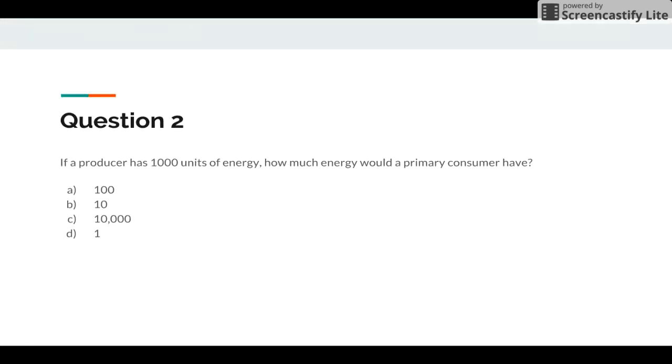Question 2. If a producer has 1,000 units of energy, how much energy would a primary consumer have? A. 100 units. B. 10 units. C. 10,000 units. Or D. 1 unit.